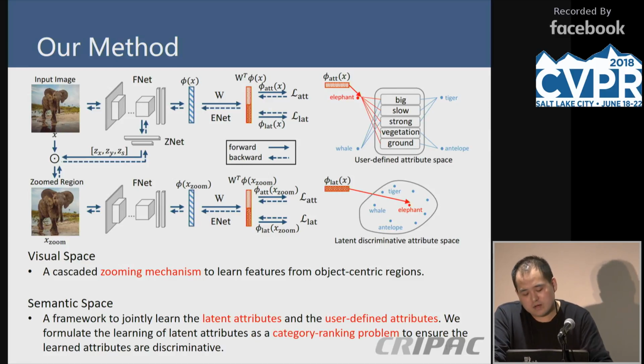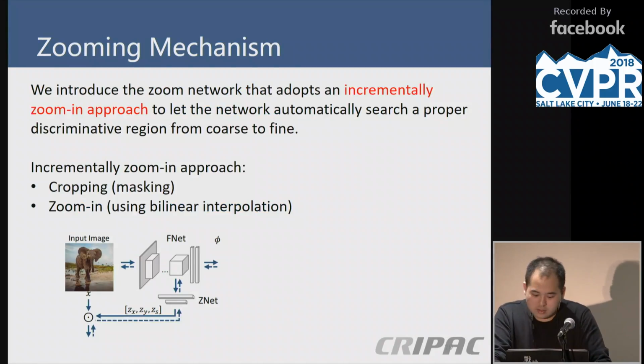In the visual space, we propose a cascaded zoom-in mechanism to learn features from object-centric regions, while in the semantic space, we aim to jointly learn the user-defined attributes and the latent discriminative attributes. And the learning of latent attributes is formulated as a category ranking problem to ensure their discriminativeness.